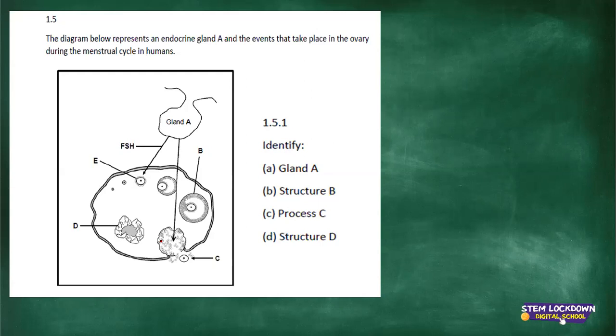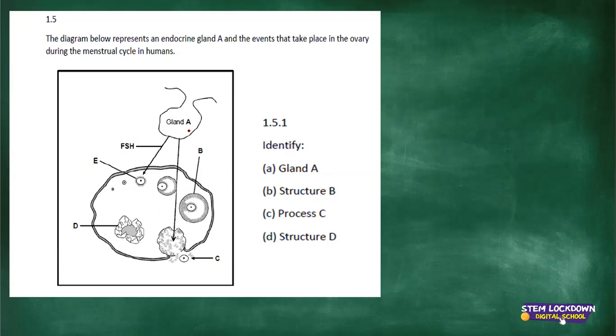Then question 1.5. The diagram below represents an endocrine gland, A, and the events that take place in the ovary during the menstrual cycle in humans. So look at the processes here. This is the endocrine gland A. Then you have processes that take place in the ovary during the menstrual cycle in human beings.